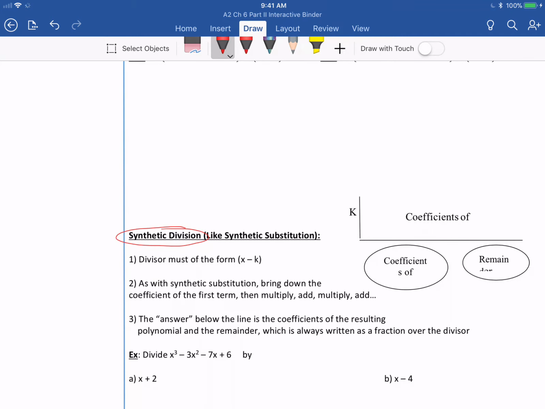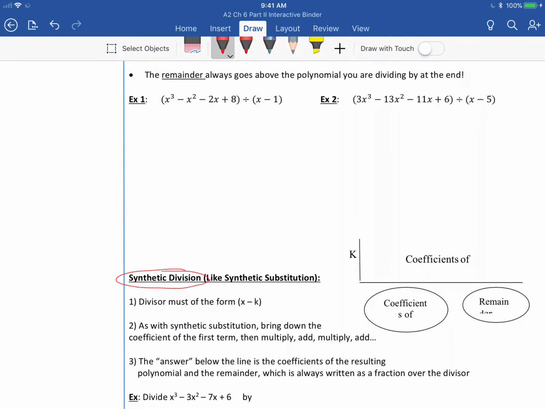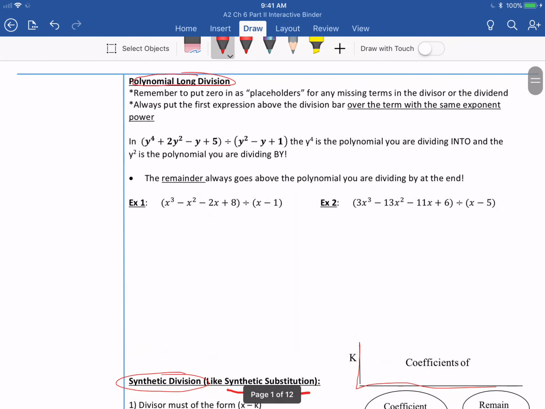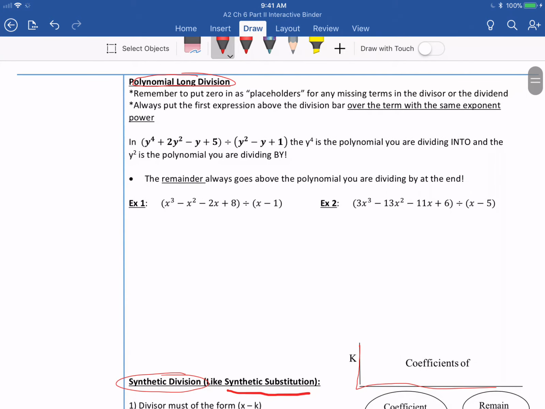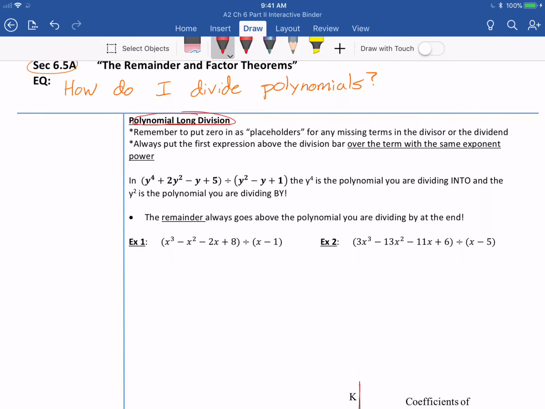in synthetic division. All right, so we've seen synthetic substitution. Remember this big L that we did in the first semester? We've seen that. Now we're going to learn how to divide things using that same method. All right, so the first one here is long division. Make sure to put zeros in for placeholders here as well.